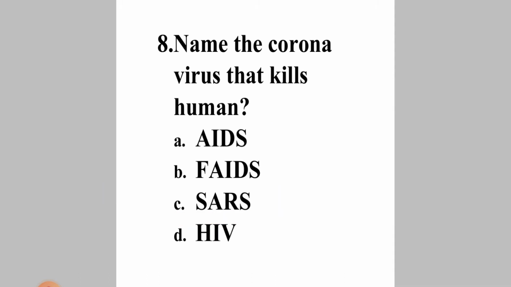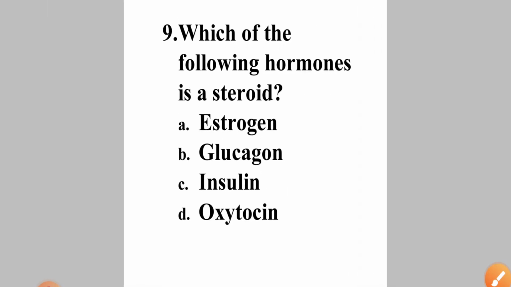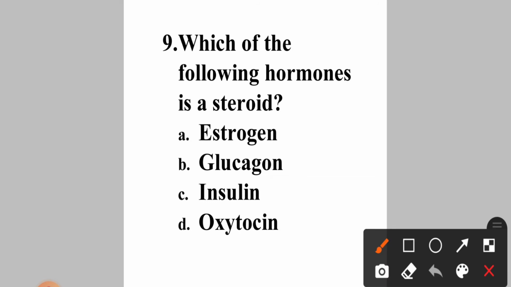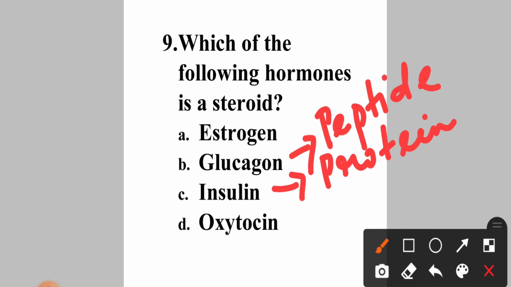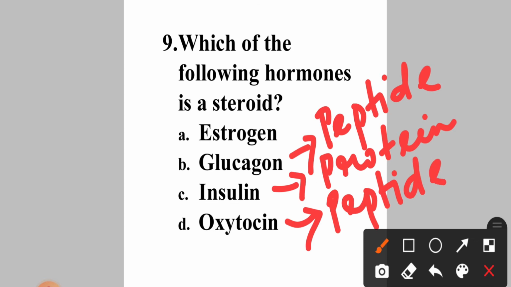Now come to question number 9. Which of the following hormones is a steroid? A. Estrogen, B. Glucagon, C. Insulin, D. Oxytocin. Okay, so glucagon is a peptide hormone which is secreted from the alpha cells of islets of Langerhans. Insulin is a protein hormone which is synthesized within the beta cells of the islets of Langerhans of the pancreas. Oxytocin is a peptide hormone which is secreted by the posterior lobe of the pituitary gland. And estrogen is secreted by the ovary.